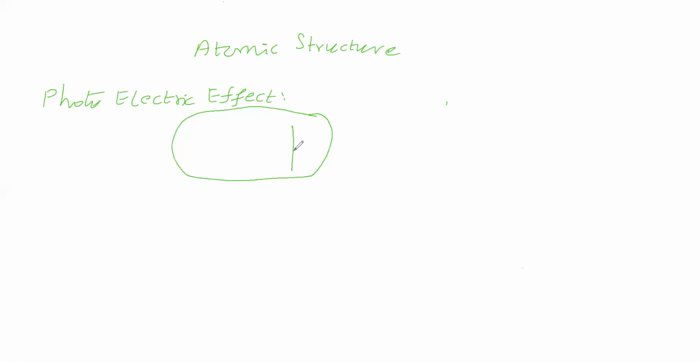This anode is present. It is the anode. It is connected to a bulb, then a battery. In the battery, there is a positive charge and a negative charge. This negative charge of the battery is connected to the photocathode, the negative charge cathode.